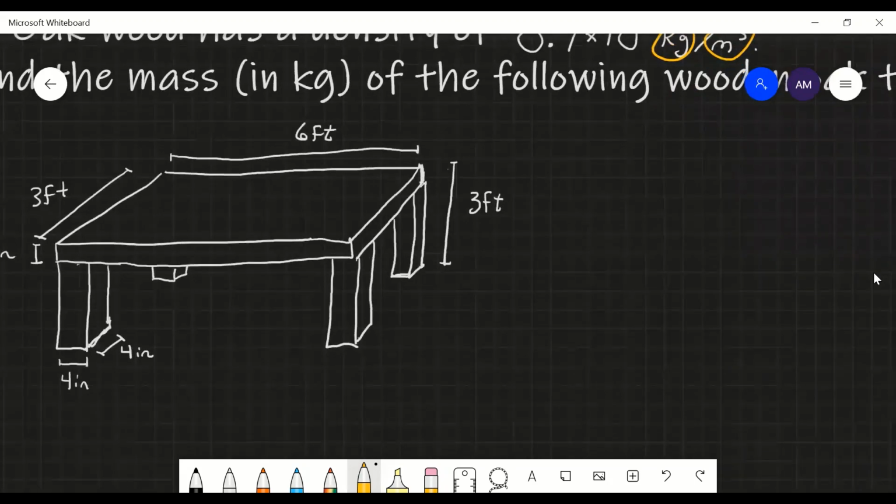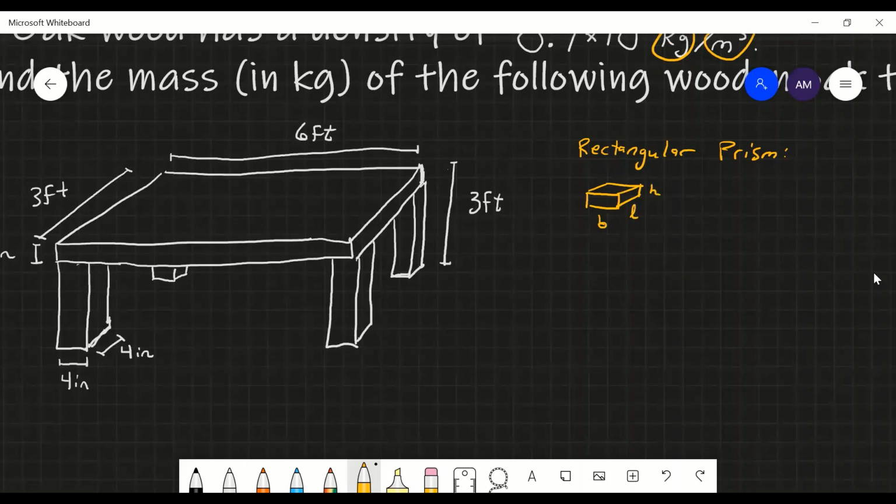In order to calculate the volume of this table, we have to know what a rectangular prism is and how to calculate it. A rectangular prism is just a shape that has rectangles in every direction. The way you calculate it is, if this is the base, the length, and the height, the volume is just the base times the length times the height. It's not very complicated. You just multiply all the lengths together.